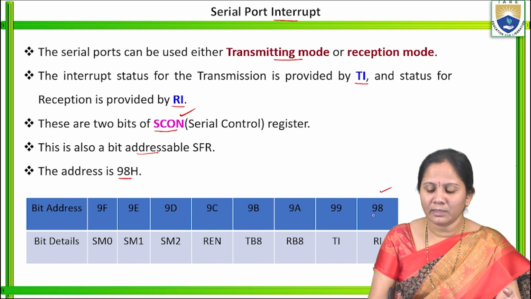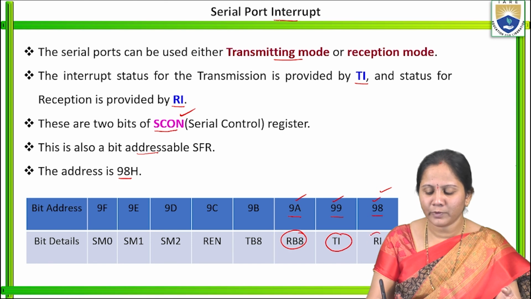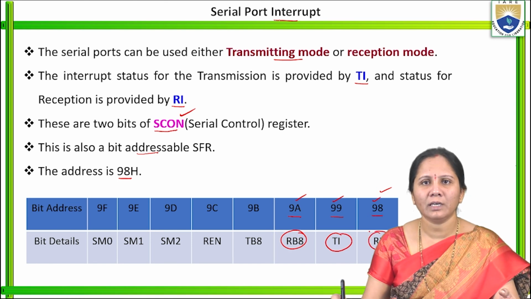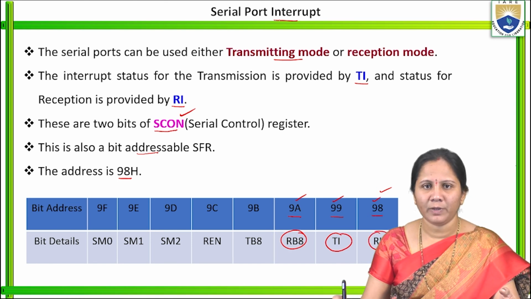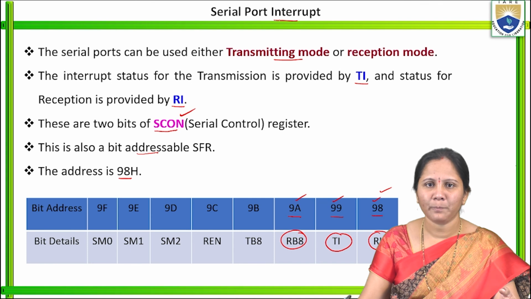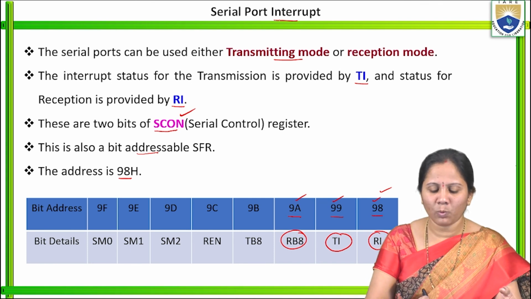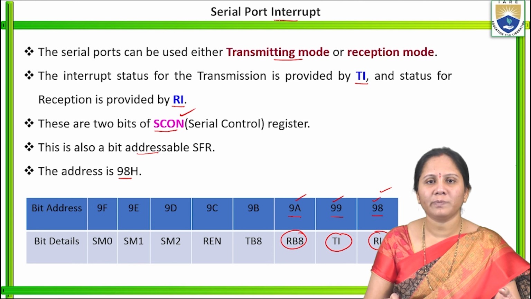So if you see here, this is 98, 99, 9A. So all these are the fixed addresses for each particular bit. Each bit of SCON register is bit addressable. That means each bit has its fixed address in the SFR address space. So it is an 8-bit register. Now we will see what are the different 8 bits that are present.